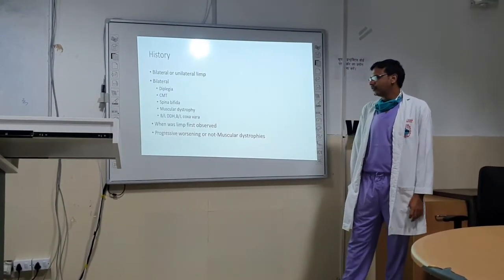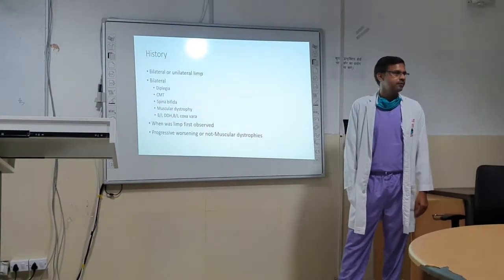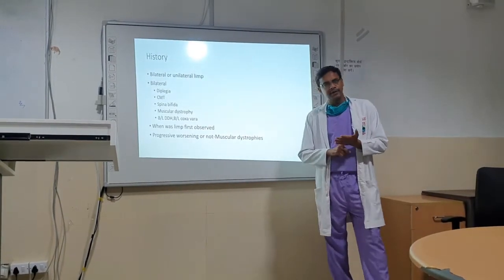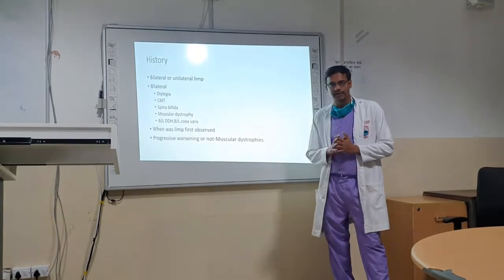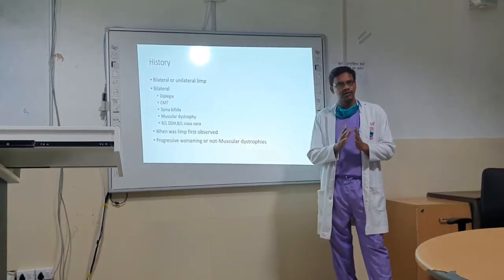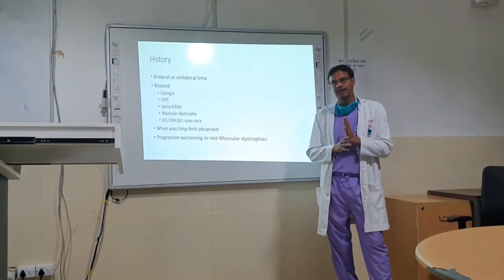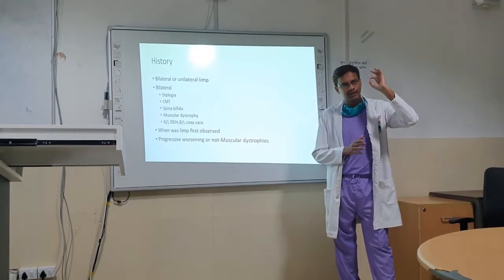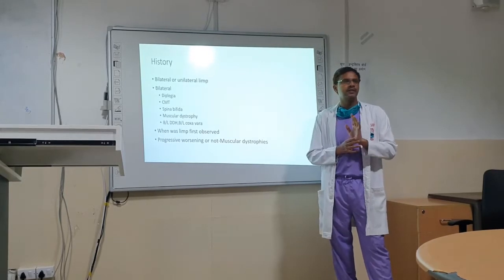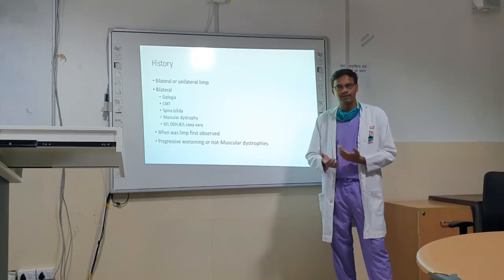Now the next point, once you have determined whether the limp is unilateral or bilateral, is when the limp was first observed. Whether it was observed immediately once the child starts walking. The normal age of starting to walk is 12 to 15 months or maybe 18 months. So if a child is limping right from day one when he started walking, then most probably you are dealing with some congenital problem like bilateral DDH or unilateral DDH or maybe coxa vara.